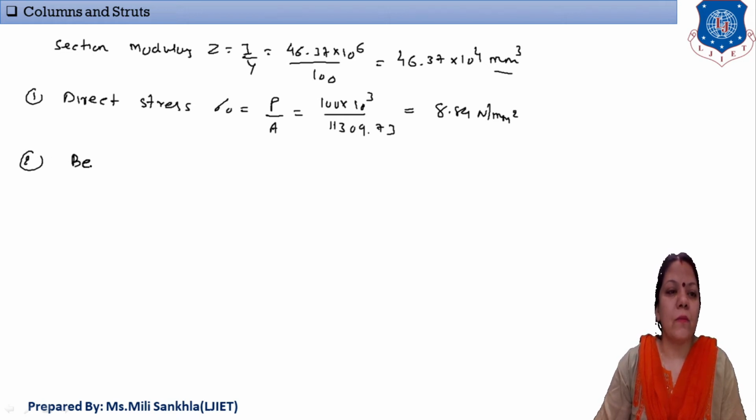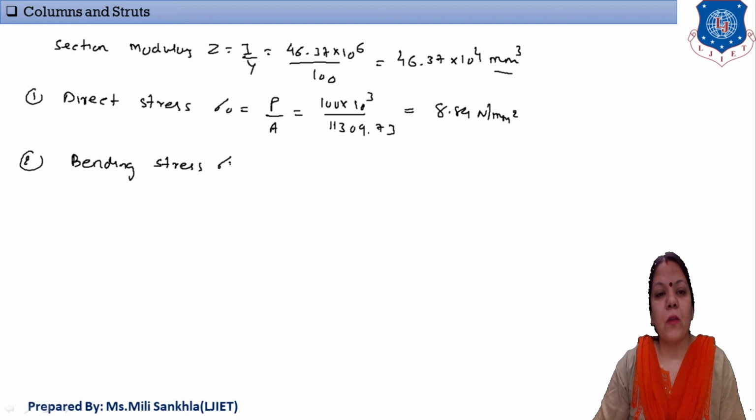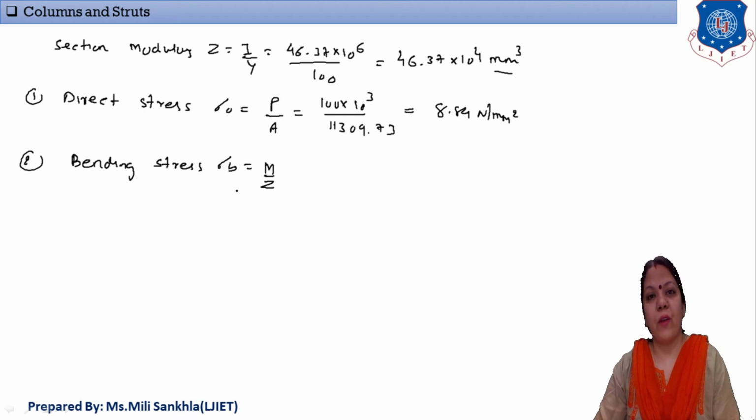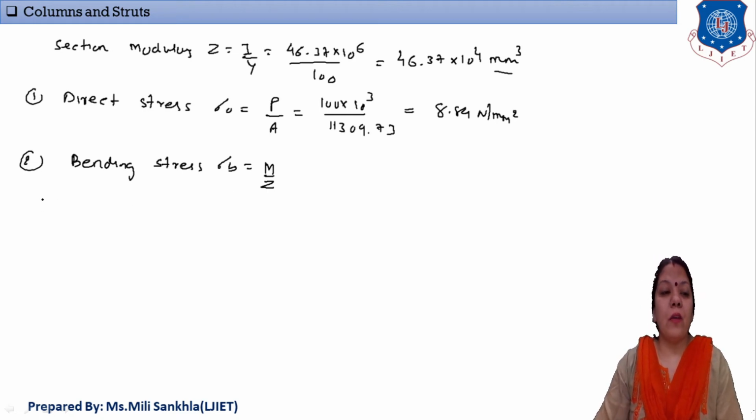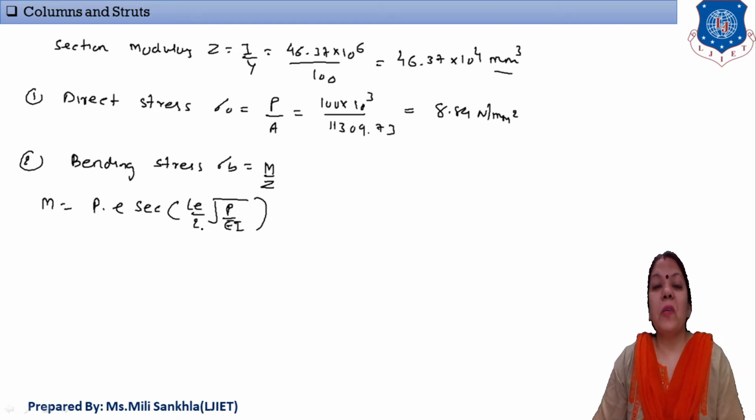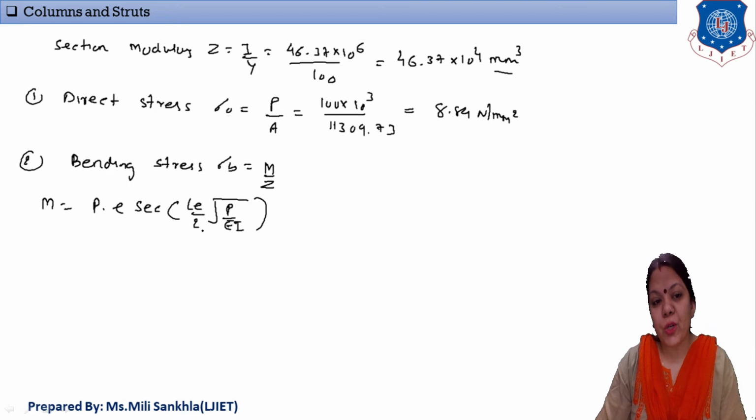Bending stress sigma B is equal to M by Z. Section modulus we already found. Now the equation of moment here is changed, that is PE sec LE by 2 under root of P by EI, because here eccentricity is given, and also this is an example of a column and strut. So we can't take PE only, here we use this equation.